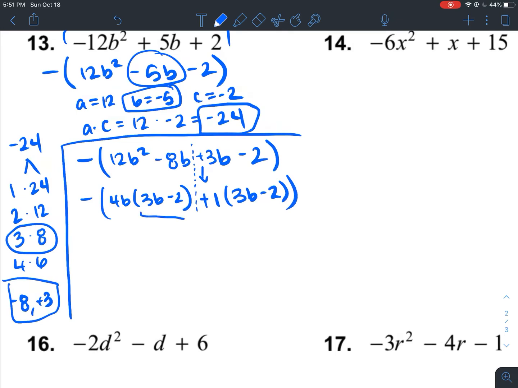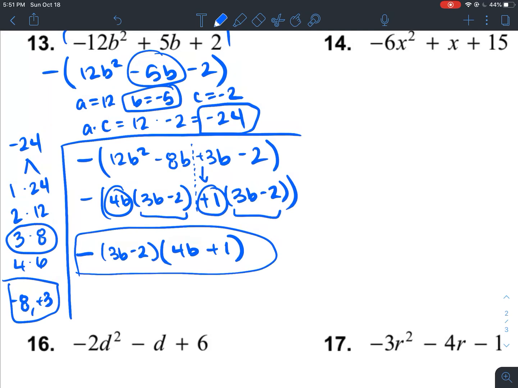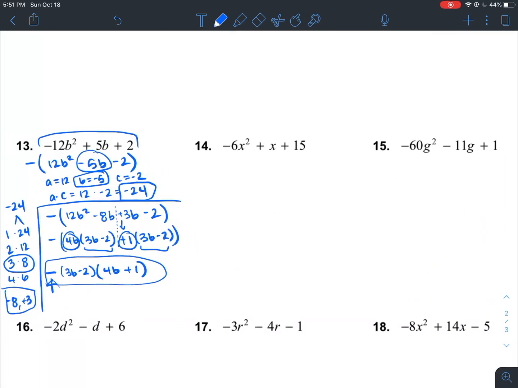So notice here that this is a common binomial factor. So we can factor that out. Remember that we have the negative outside. So we have 3b minus 2. And when we take out the 3b minus 2 from the first term, we have 4b. And we take out the 3b minus 2 from the second term, we have positive 1. And there you go. And that's how you factor those two. So you notice here that whenever a is negative, you're going to have a negative sign outside there. Okay. So hopefully this is making sense.